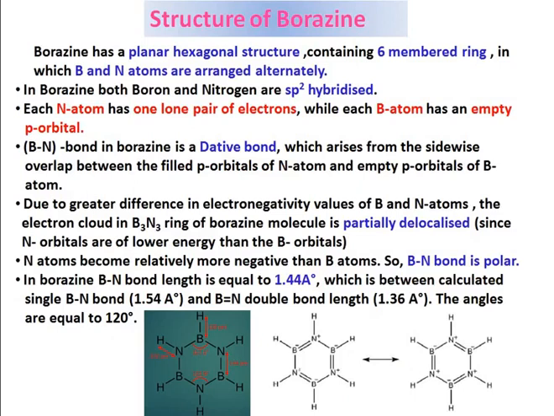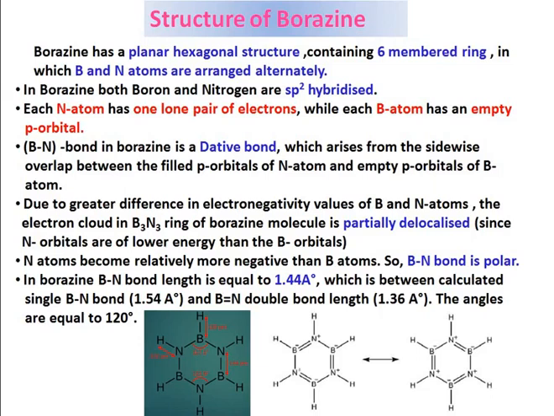Now we have to know the detailed structure of Borazine. Borazine has a planar hexagonal structure. It contains a 6-membered ring in which boron and nitrogen atoms are in alternate positions. All the boron and nitrogen atoms are sp2 hybridized. Each nitrogen atom has one lone pair of electrons, while each boron atom has an empty p orbital. So the boron-nitrogen bond in Borazine is a dative bond.